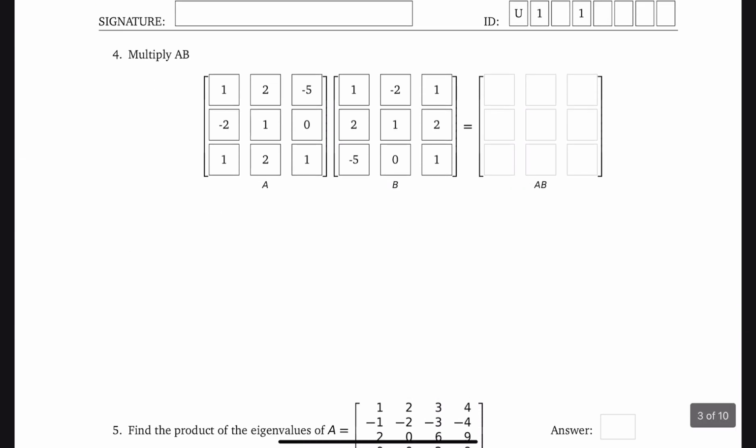In problem number 4, we need to multiply these two matrices. So let's multiply.